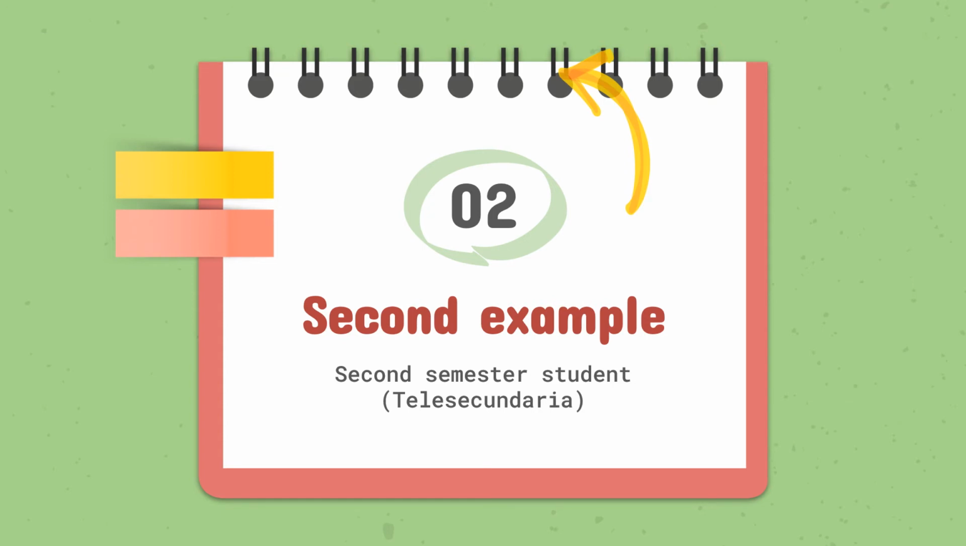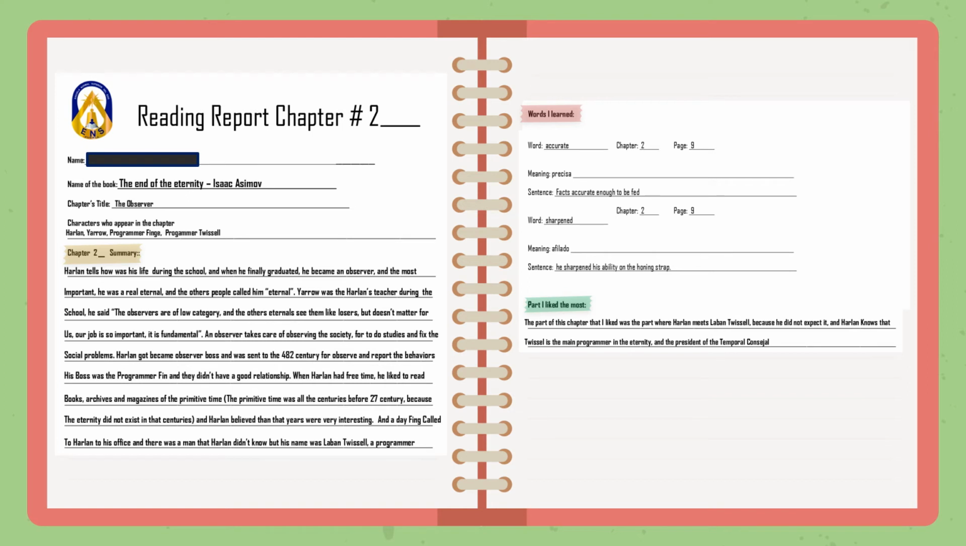This second example is from a second semester student, but he's from telesecundaria. Now, as I told you at the beginning, remember that students sometimes make it longer or shorter. As you can see, he was reading chapter 2. The name of the book was The End of Eternity, and he actually shared the name of the author. It's something that you can also add here. The chapter's title, the characters who appear in this chapter, and the summary.